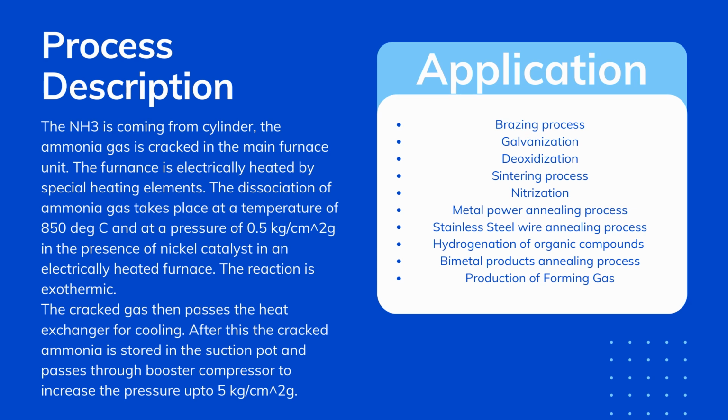The reaction is endothermic. The cracked gas then passes through the heat exchanger for cooling. After this, the cracked ammonia is stored in the suction pot and passes through a booster compressor to increase the pressure up to 5 kg per centimeter square gauge.